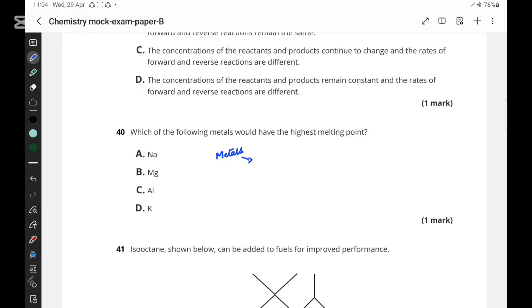the melting point depends upon two things. The first is size of ion. So if you have smaller size of ion, that would cause the metallic bond to be stronger. Okay, that means stronger metallic bond and higher melting point. First thing.